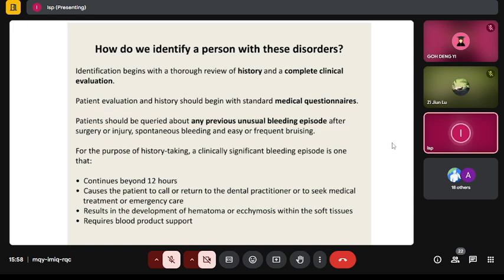Then you also want to ask about medical history. Is the patient taking any antiplatelets, warfarin, or any anticoagulant prior to developing these bleeding episodes? Those will be important to know.